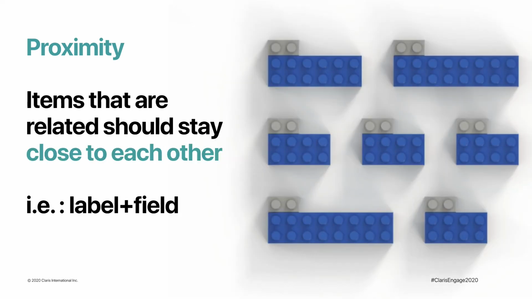For example, here, the association of a field and its label. Even if the colors and sizes are very different between my blue bricks and my gray bricks, the association is made by the proximity of each pair.